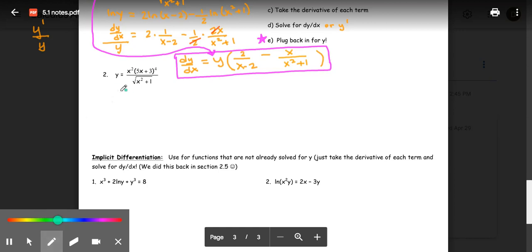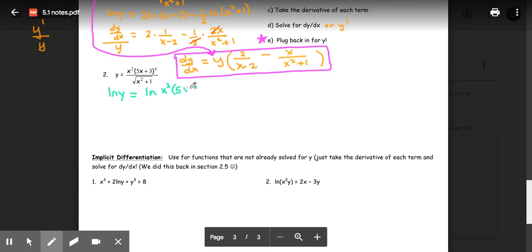Okay, so since it doesn't have a natural log on both sides, you're going to put a natural log in. If it did have a natural log on the right, you would just go into expanding right away, but it doesn't. So we put a natural log in, and then our second step is to expand.